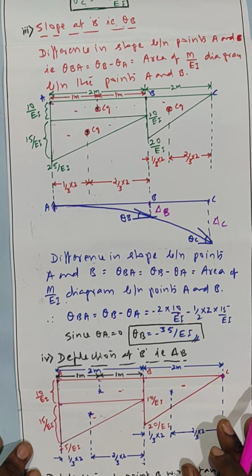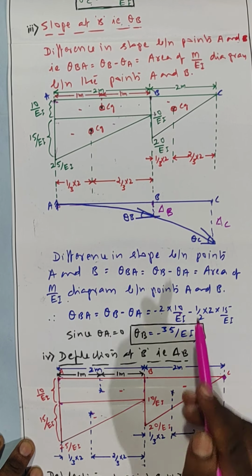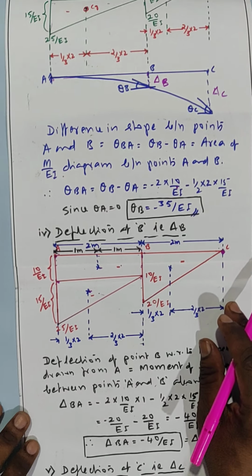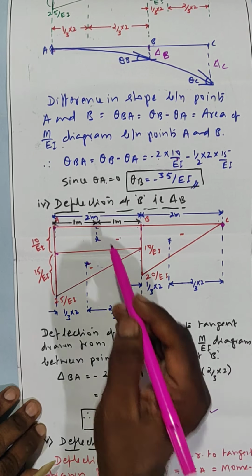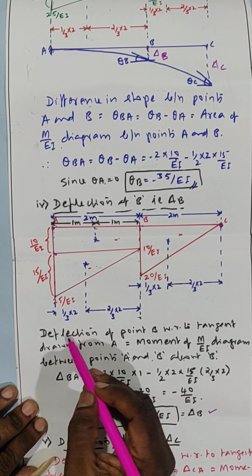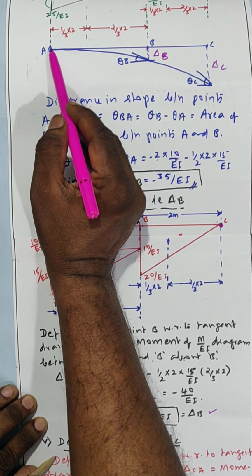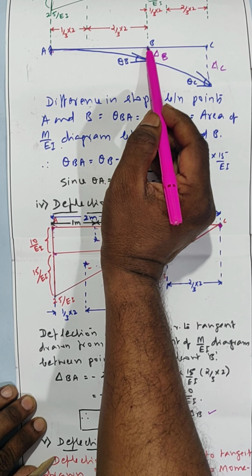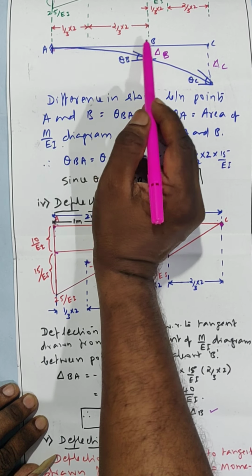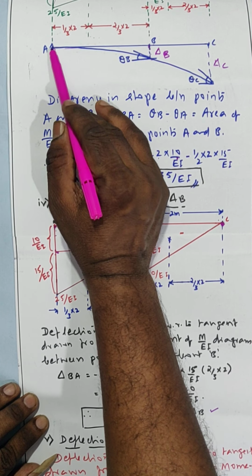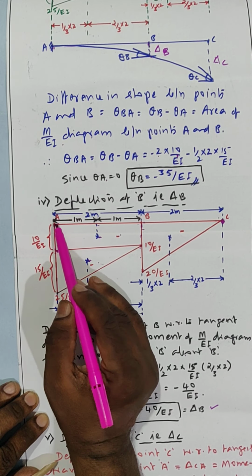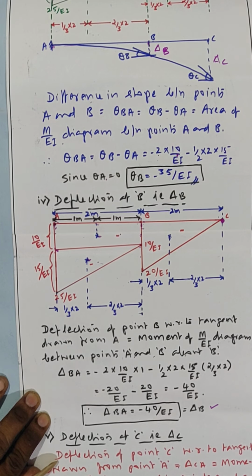Now we have to calculate the deflection at point B and deflection at point C, delta B and delta C. Here directly we are getting the answer. Now you see I am calculating deflection at point B, delta B. The second moment area theorem tells the deflection at a point with respect to tangent drawn from any other point. That means deflection at point B with respect to tangent drawn at point A equals moment of M over EI diagram between points A and B about B. That will give you the direct deflection.